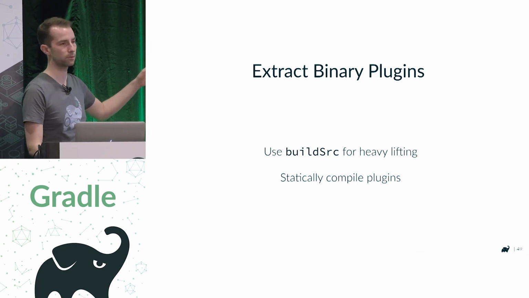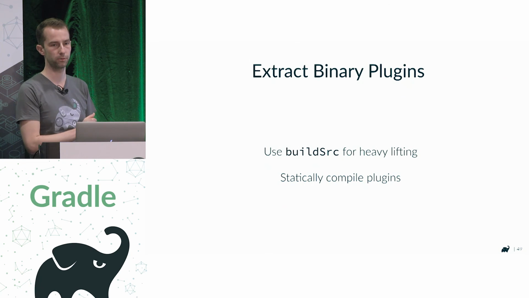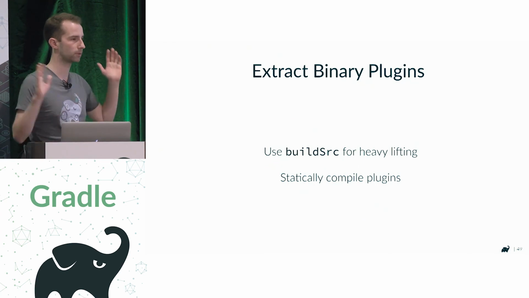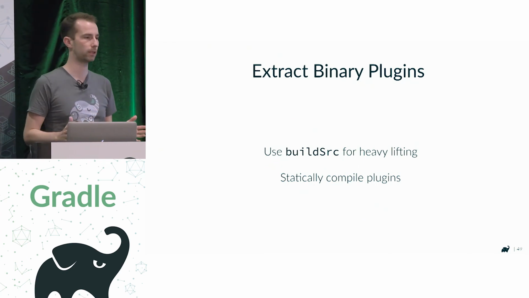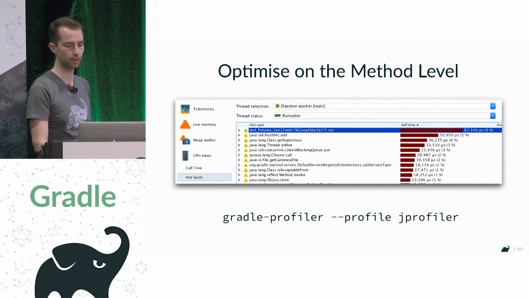And when you're in buildSrc, make sure you're statically compiling your plugins. So don't write them in dynamic Ruby. If you're using Groovy, use @CompileStatic on your classes. Otherwise, write them in Java, write them in Kotlin, or whatever static language you prefer, but don't use dynamic languages to write your plugins. It's too slow.